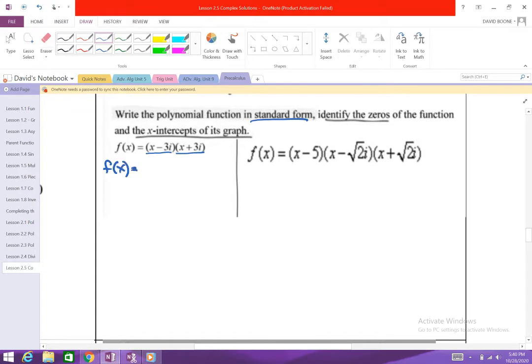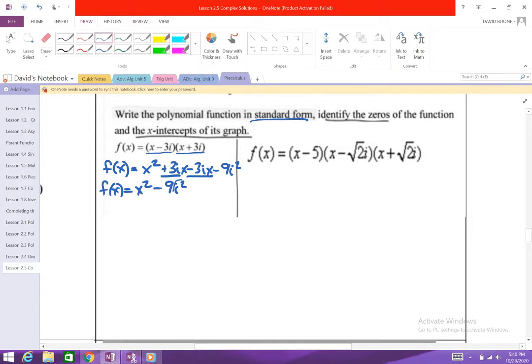So if I want to write this in standard form, I'm just going to do some foiling. So I'll have f of x equals, multiply the first, so I get x squared. The last would be plus 3ix. Insides would be minus 3ix. And the last would be a negative 9i squared. If I clean this up a little bit, add the like terms, I get x squared plus 3ix minus 3ix, they cancel each other out, and then I've got minus 9i squared.